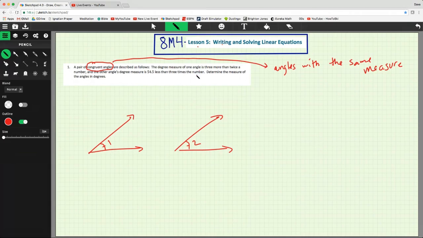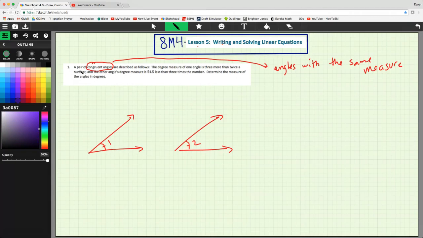Now the degree measure of one angle, which we're going to call angle 1, is 3 more than twice a number. Remember, if we go back to lessons 1 and 2, when we hear the words a number, that's a number that we don't know. What do we do when we don't know the value of something? We're going to call that a variable because we're going to find this out. It's a puzzle. So we're going to call X a number. You could call it A or Q or whatever you want, but typically algebra people, mathematicians, like to use X for some reason to describe the unknown.